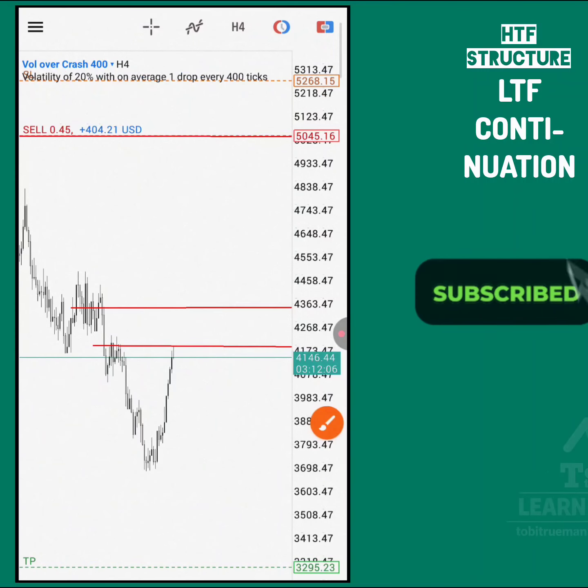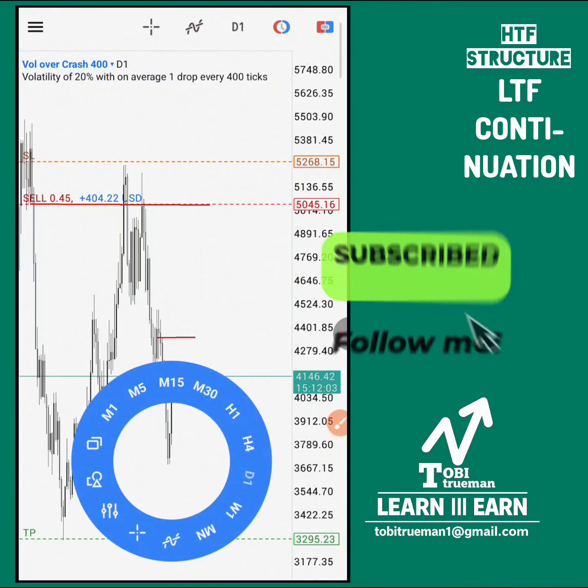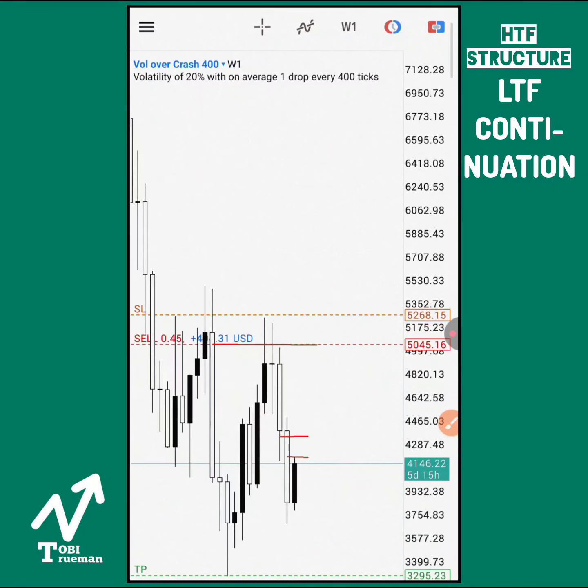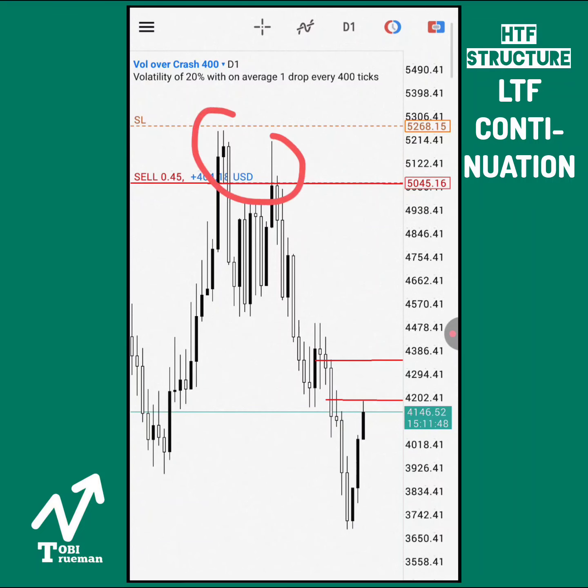And all this we are doing in correspondence with the higher time frame, because the higher time frame structure is telling us that yes, this is a selling market, and our Fibonacci level has already confirmed it on the weekly. We have seen our entry on the daily. When we see our entry on the daily, we're already in this trade. You can see the trade is already giving us a good profit.